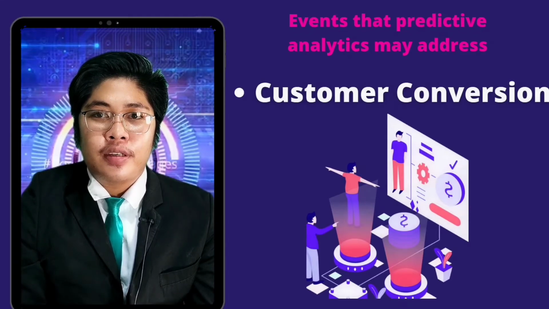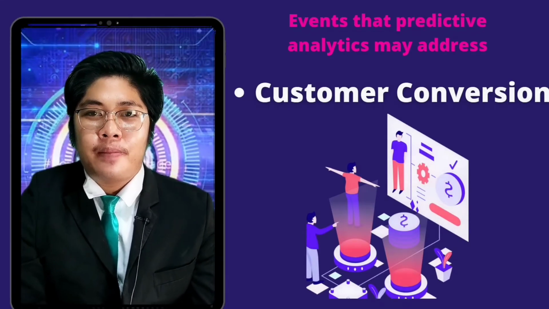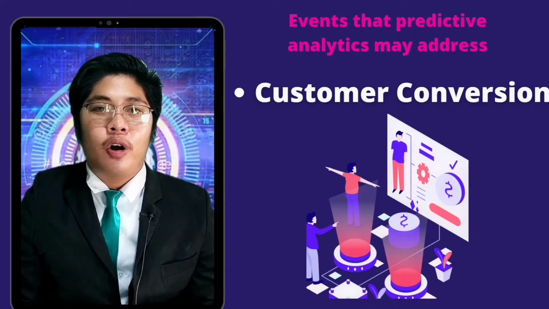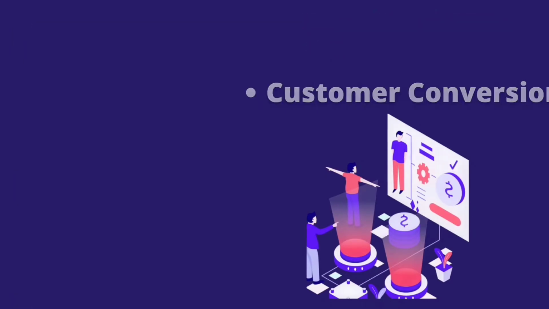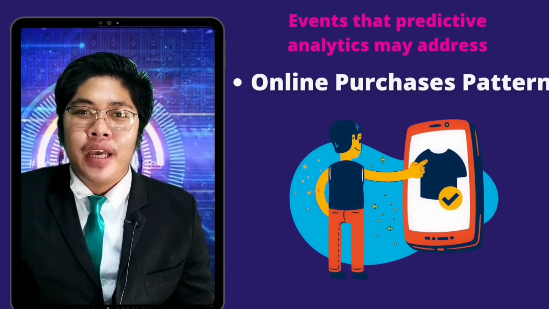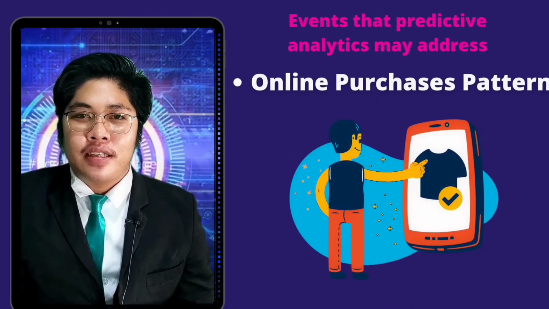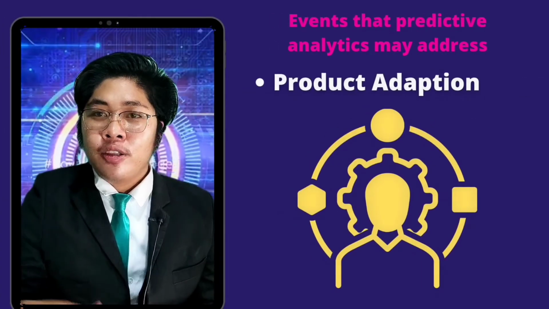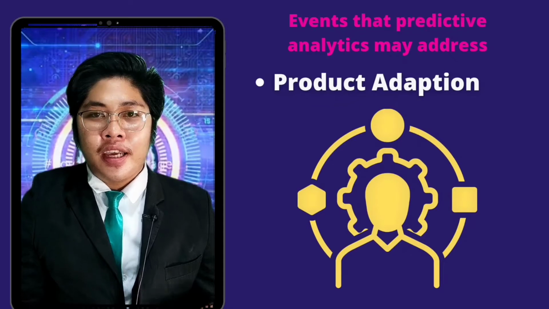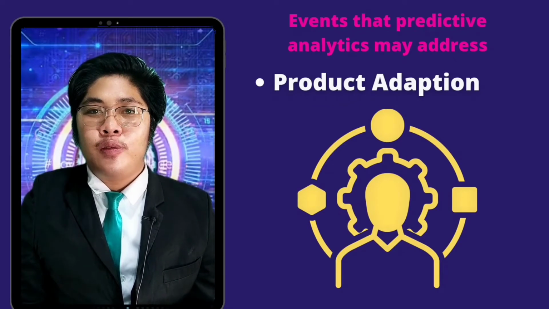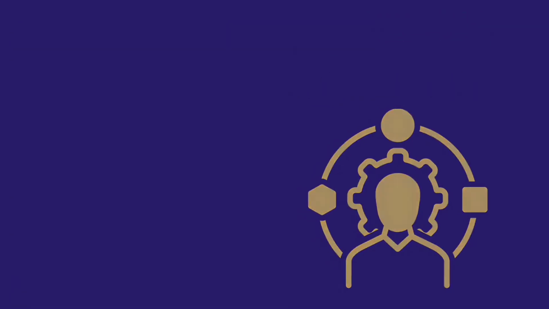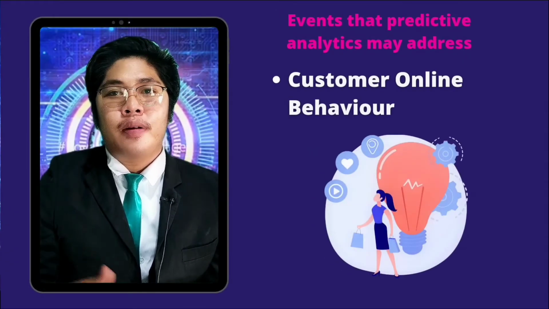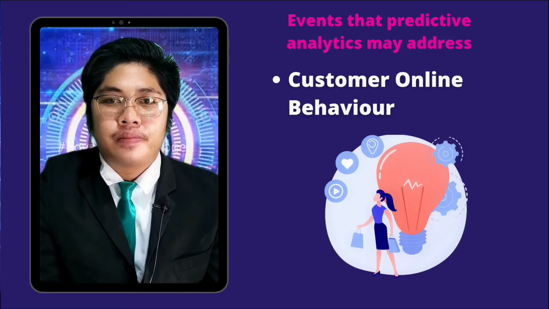Customer conversion occurs when someone changes from a passive visitor to an active, interested visitor or customer. Buying patterns refer to the why and how behind consumer purchase decisions. Product adoption is the process of changing a product to meet the needs of customers in a market other than the one in which it is made. And consumer online behavior is the process of online shopping from a consumer's perspective.